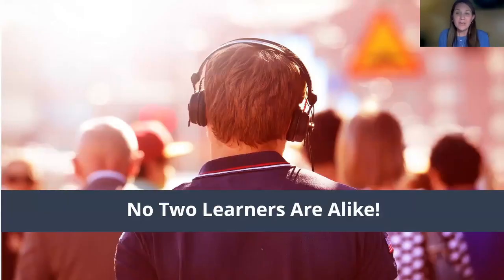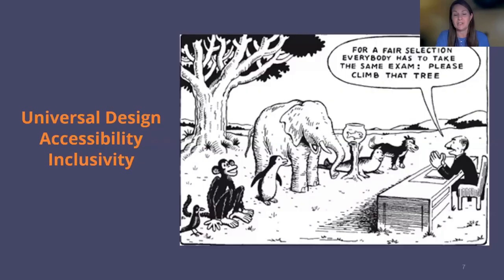All right, this is a very obvious statement, but we do need to talk about it. No two learners are alike. And why is that important to mention? When we think about that universal design and we think about accessibility and inclusivity, take a look at the graphic. For a fair selection, everybody has to take the same exam. They need to climb that tree. Well, I think some of those students are going to fail that exam.